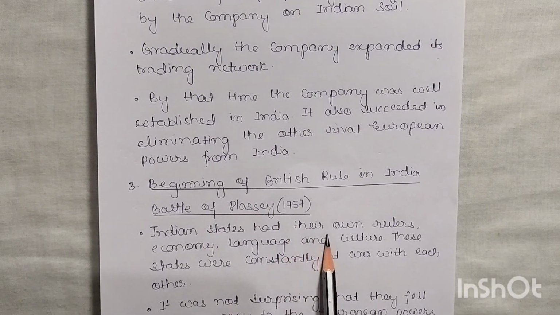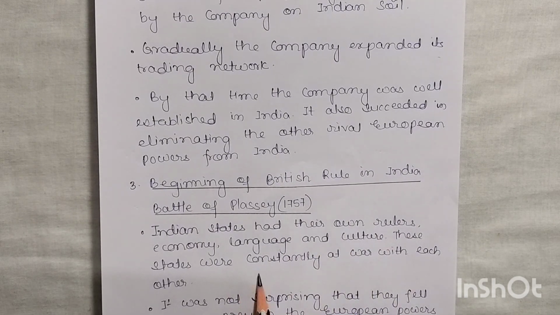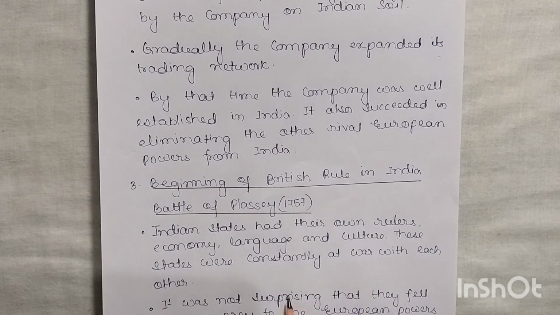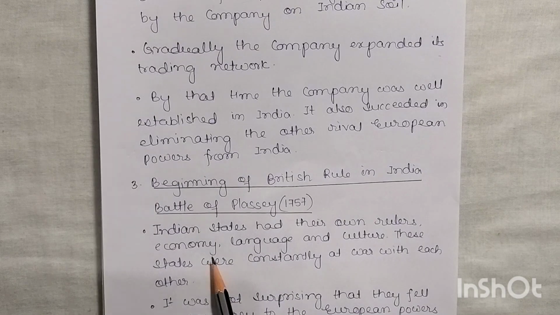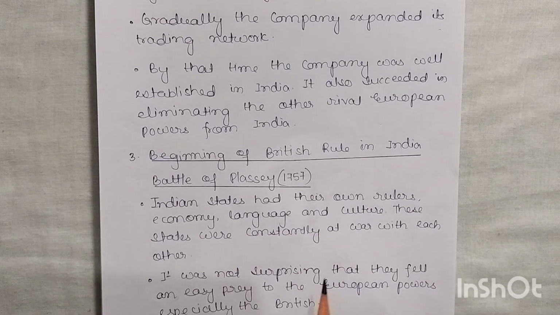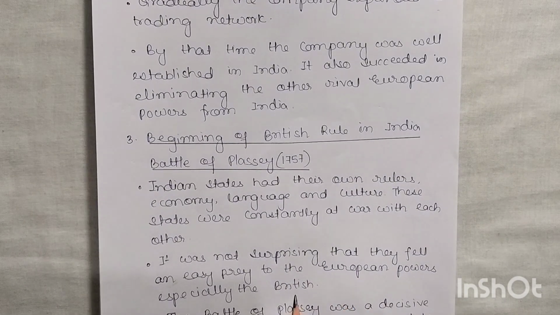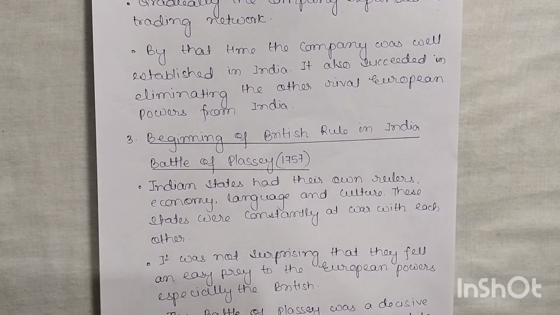So Indian states had their own rulers, economy, language and culture. These states were constantly at war with each other. See, these states were fighting with each other since they were different from each other. Their economy is different, language is different, culture is different. They were fighting with each other. It was not surprising that they fell an easy prey to the European powers, especially the Britishers. Now, Britishers thought that it is the best way. Now we will take the benefit of this, because since they are fighting, we will try to occupy these areas.